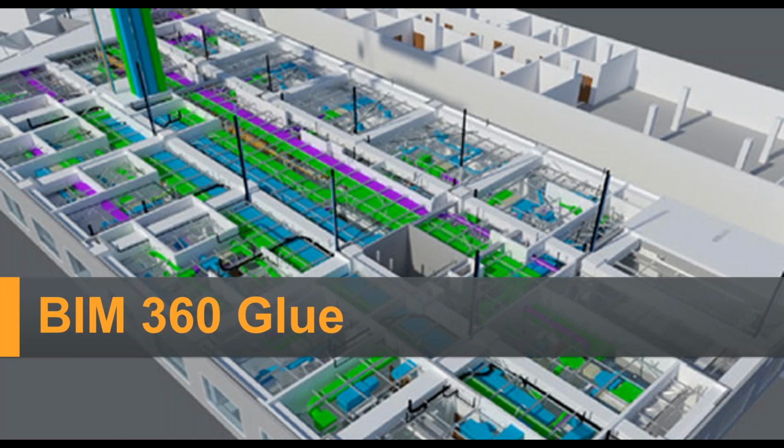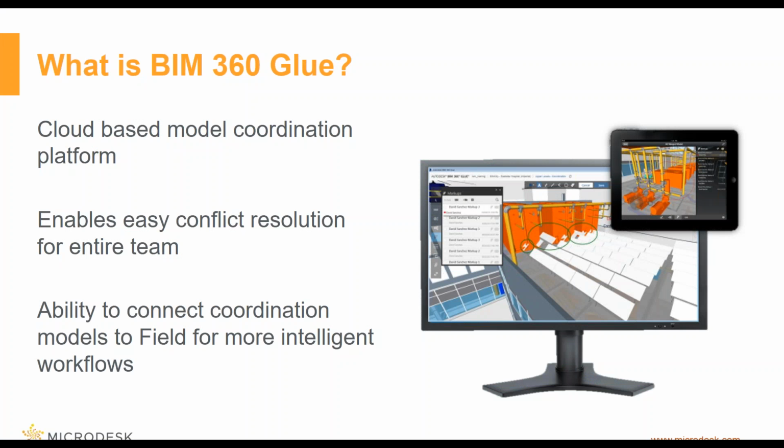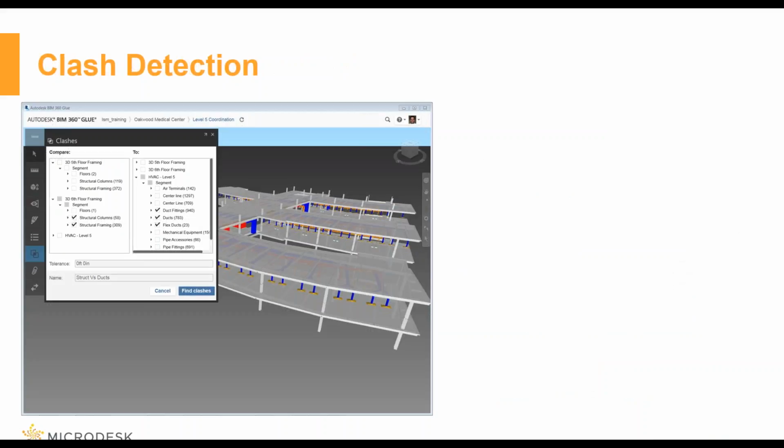So BIM 360 Glue. We talked about the tools that allow me to upload and share content back and forth. Now, Glue is much more specific. It's a cloud-based collaboration platform. It's focused specifically on 3D geometry, whereas Docs and Team both could view 2D or 3D. But the focus on this one is more on conflict resolution. So like anything else, there's a lot of different abilities within the tool, but the main one that most people tend to take advantage of is the clash detection in the cloud.